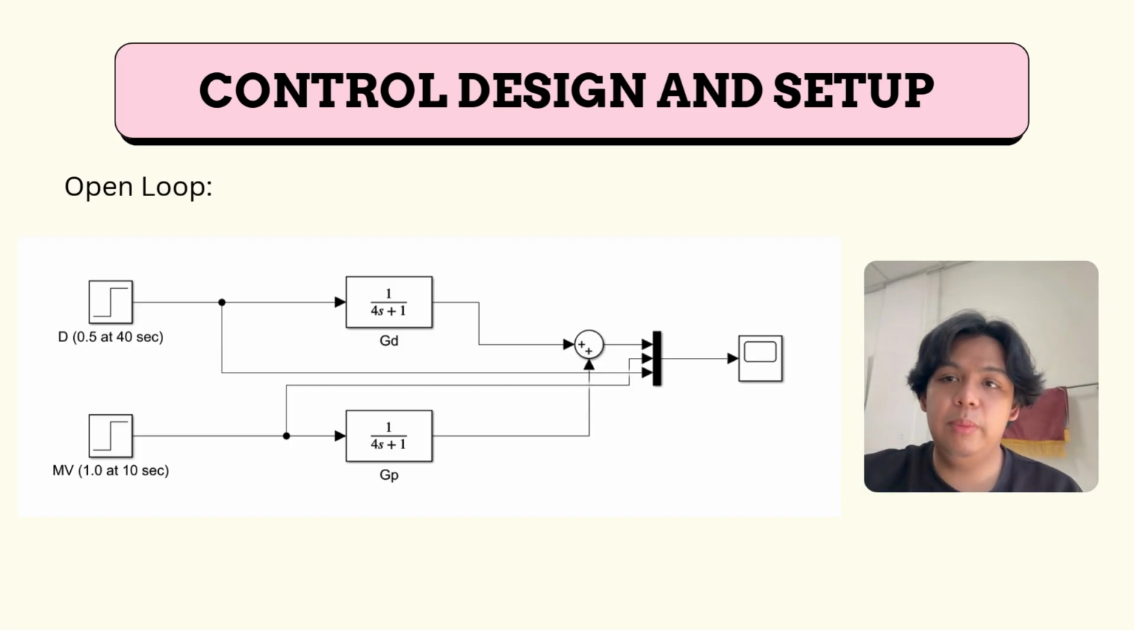This slide shows the open loop simulation model I used to study the process dynamics and to identify the critical gain and oscillation period for control tuning. In this setup, I apply a step input of magnitude 1.0 to the manipulated variable at 10 seconds and a disturbance input of magnitude 0.5 at 40 seconds. This input passes separately through the process transfer function Gp and the disturbance part Gd. The two outputs are then summed and displayed on the scope.